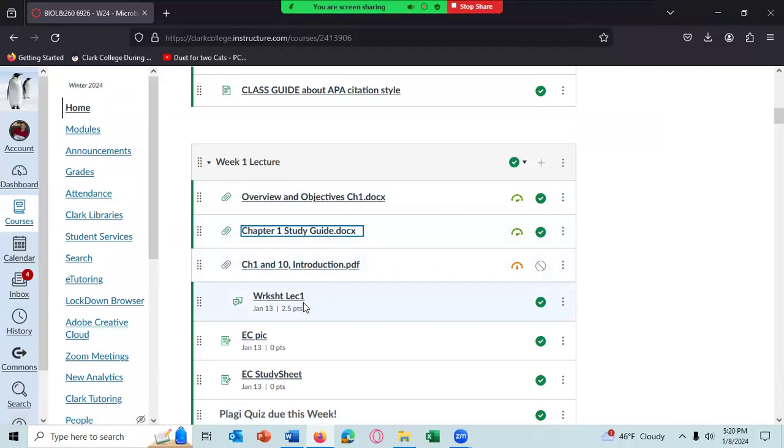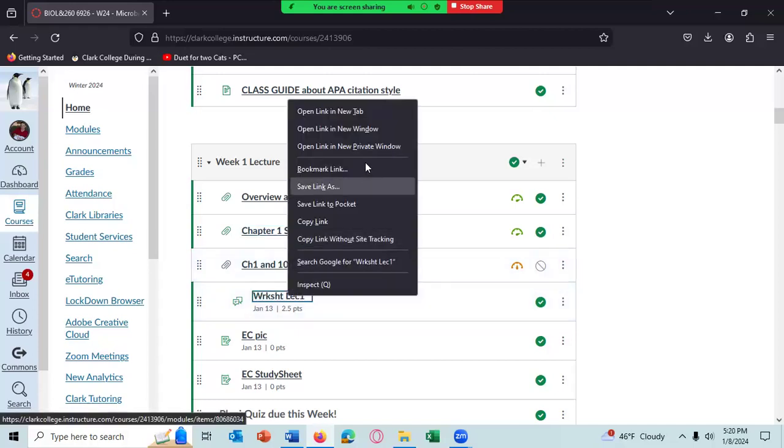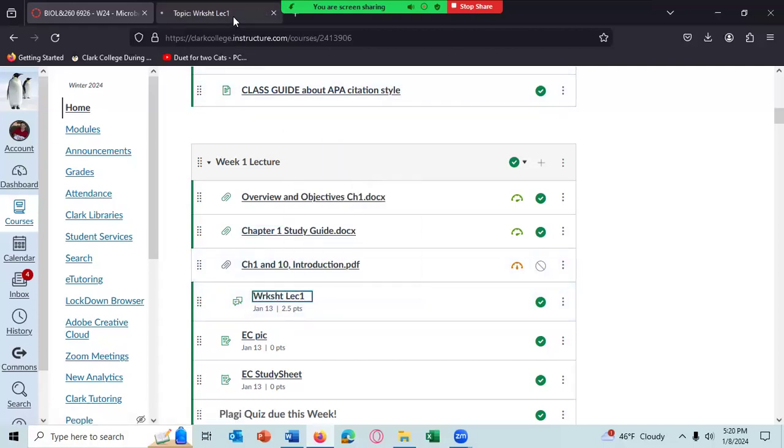All right, there's the worksheet for lecture 1. On most of the lessons, as well as the lab, there will be a worksheet, which will be some questions that need to be answered generally by the end of the week in question. So that, once again, will be due January 13th, and you'll get 2.5 points if you answer all the questions correctly. Just go in there, show you what it's like.